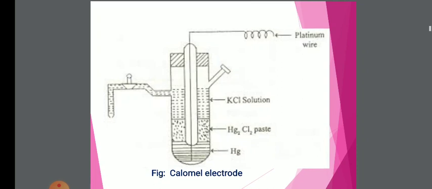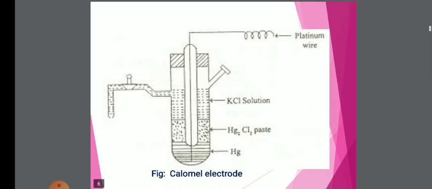So, the construction of the calomel electrode: how it consists. It consists of a narrow glass tube, at the bottom of which there is liquid mercury. Above it there is a paste layer of Hg2Cl2, and the remaining portion of the glass tube is filled with either 1 normal, 0.1 normal, or saturated KCl solution. A platinum wire dips into the mercury layer and is used to make electrical contact.